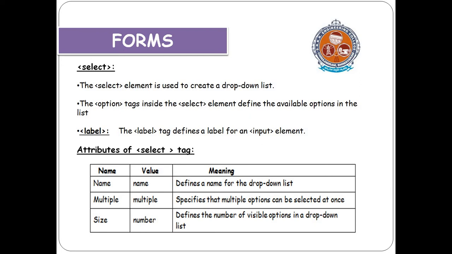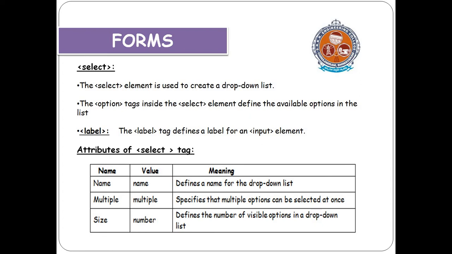That means in the select, for example, if we say any online application, some of the drop down list is there. If you have to apply for any job, in that how many years of experience you have, 1 year, 2 years, then you can say one drop down. That is the select. Select element is used to create the drop down list.